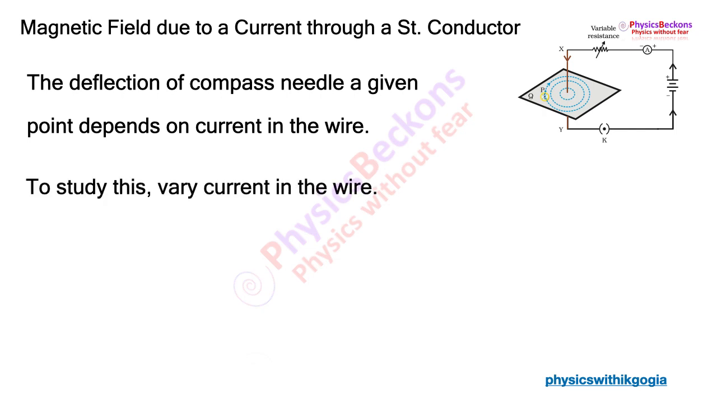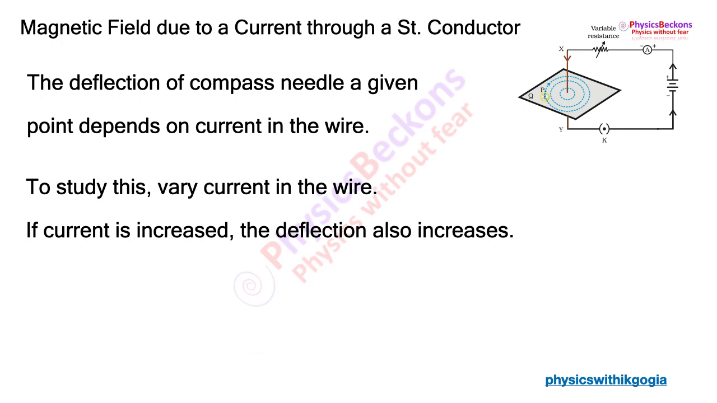Now, let us see the dependence of the magnetic field strength on current passing through the wire. For the purpose, change the current by changing the position of the rheostat or changing the variable resistance. The deflection depends on the magnitude of current in the wire. If you increase the current, the deflection in the conductor also increases.